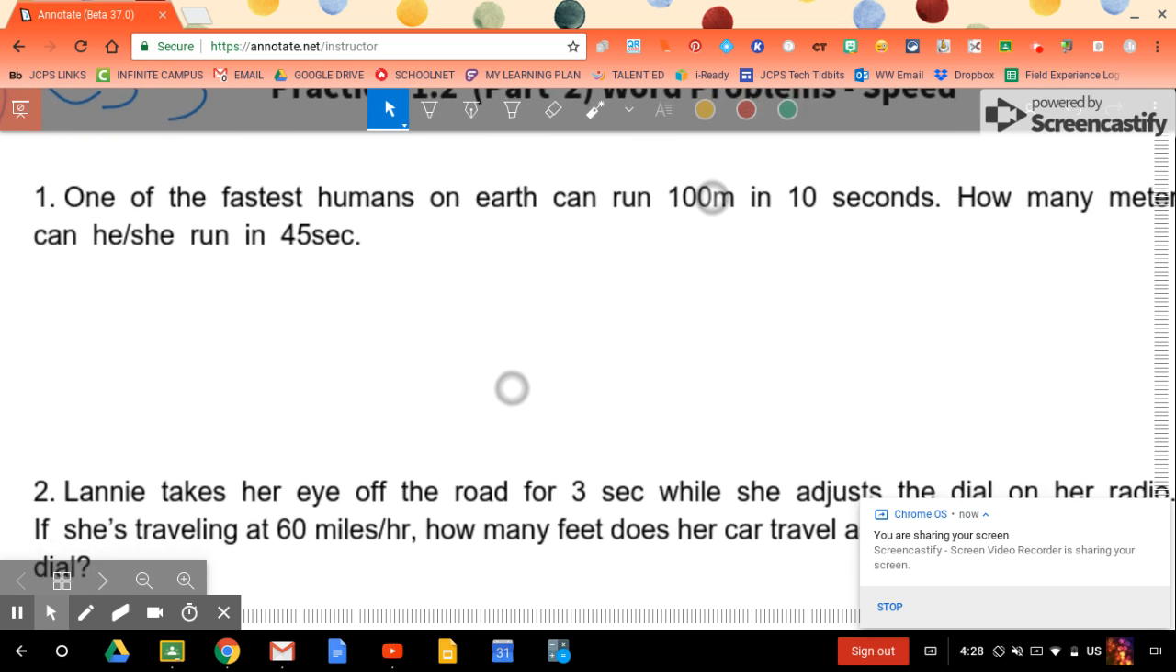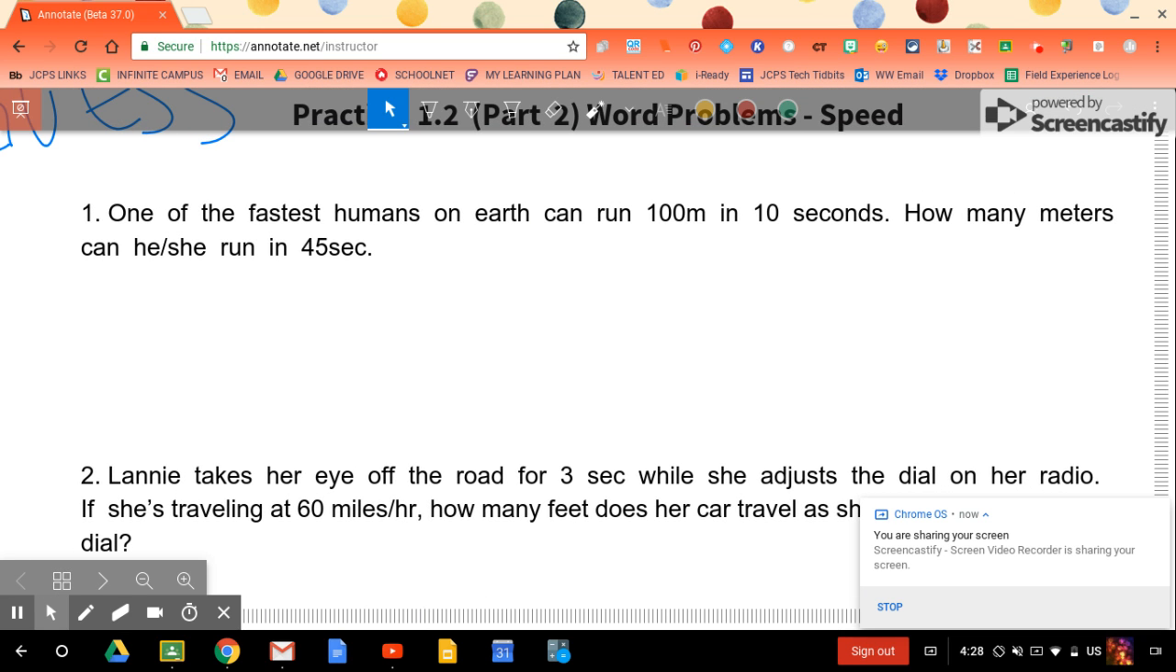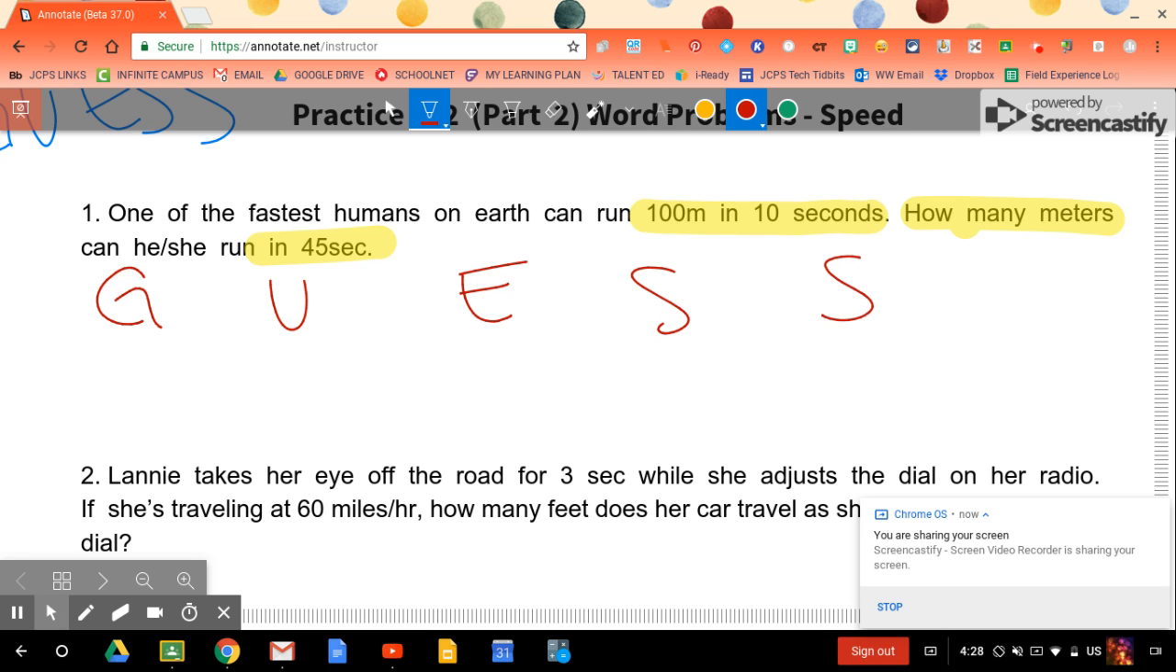So our first problem is: one of the fastest humans on Earth can run 100 meters in 10 seconds. How many meters can he or she run in 45 seconds? So you are given his speed, 100 meters in 10 seconds. You need to find out how many meters, and you know that this happens in 45 seconds. So in doing that, you're going to put your G, U, E, S, S.